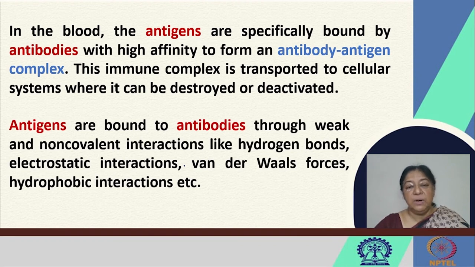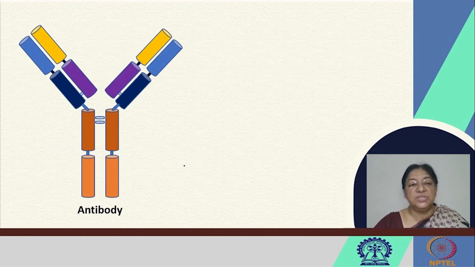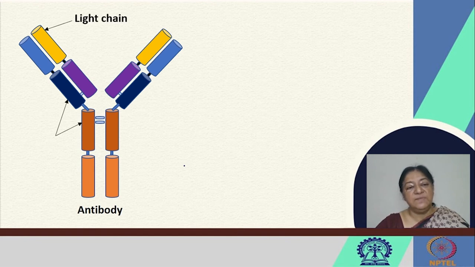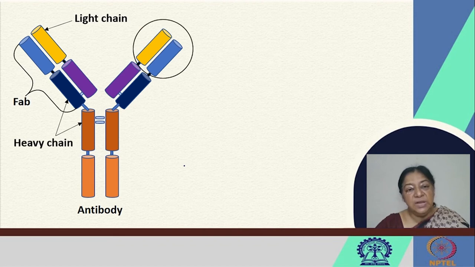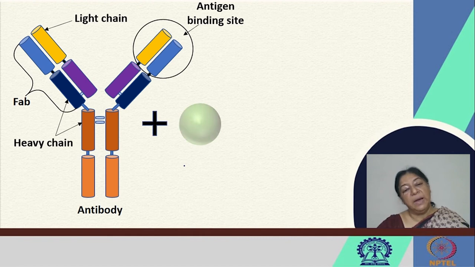These antigens are bound to antibodies through weak, non-covalent interactions, like we saw for the previous cases: hydrogen bonds, electrostatic interactions, van der Waals forces, and hydrophobic interactions. But these are extremely important interactions in the protein factor. So we have the antibody, we have the light chain, we have what is called an FAB domain, a heavy chain, and we have an antigen binding site. These are very specific in nature with strong, high, and very high binding affinity.